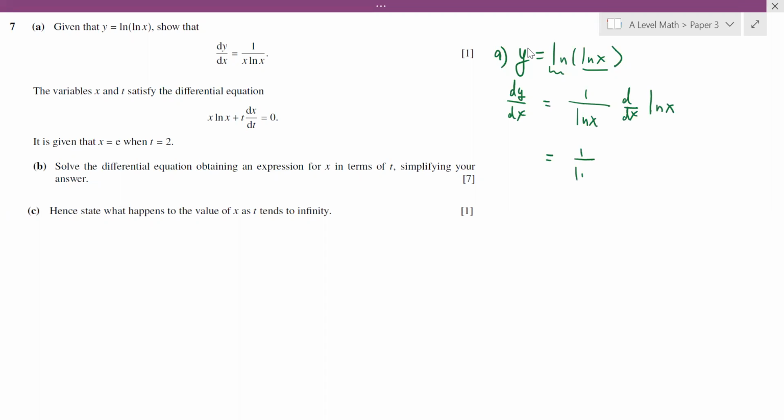That will give us 1 over ln x. When we differentiate ln x, we get 1 over x. So this is 1 over x ln x.